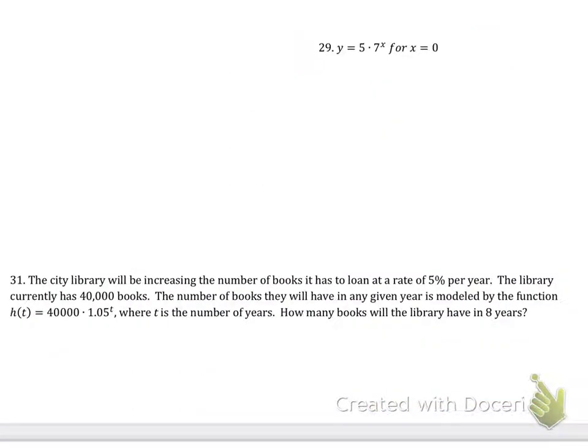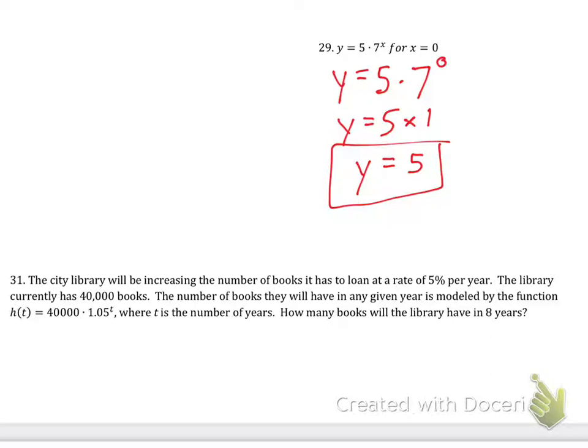All right, we're still evaluating. It's x to the 0. It's already in y equals, so y equals 5 times 7, and then I'm just going to plug in 0 for x. 7 to the 0 is just 1, so it's like saying y is equal to 5 times 1. So y is going to be equal to 5.